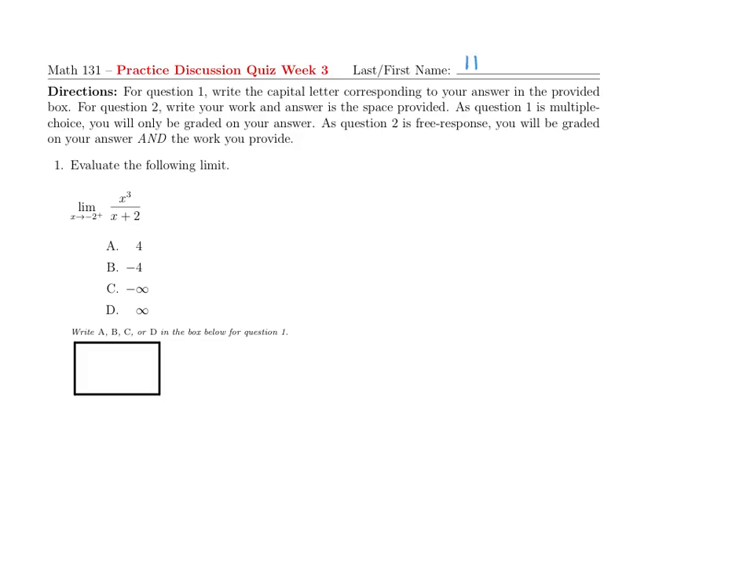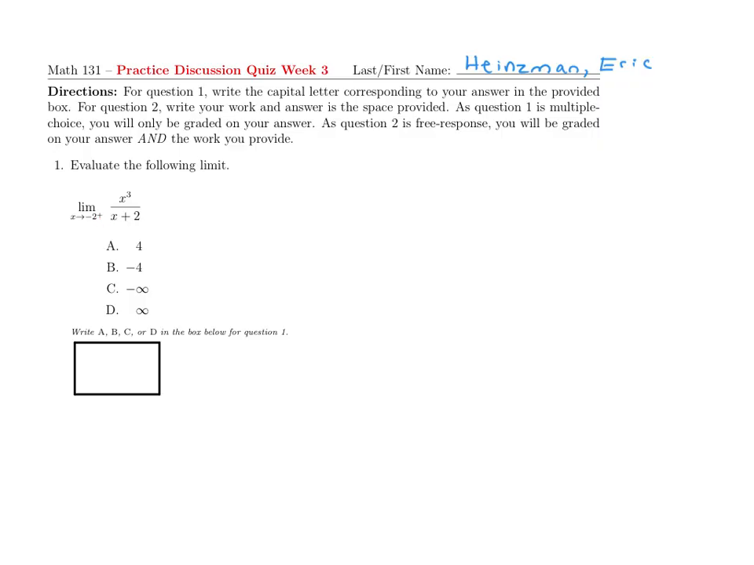Let's go over a couple of examples for this week's discussion quiz. Question 1 is multiple choice, meaning you are only graded on the answer. You'll put a capital letter in this box that corresponds to your answer. We're asked to evaluate this right-hand limit of this rational function, that is, as we approach -2 from the right.